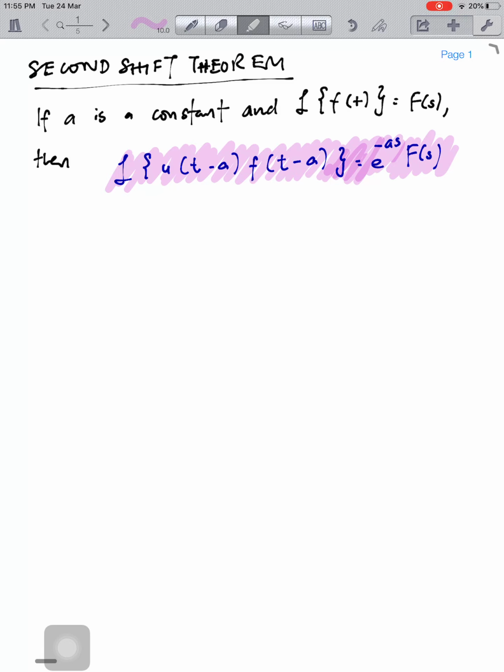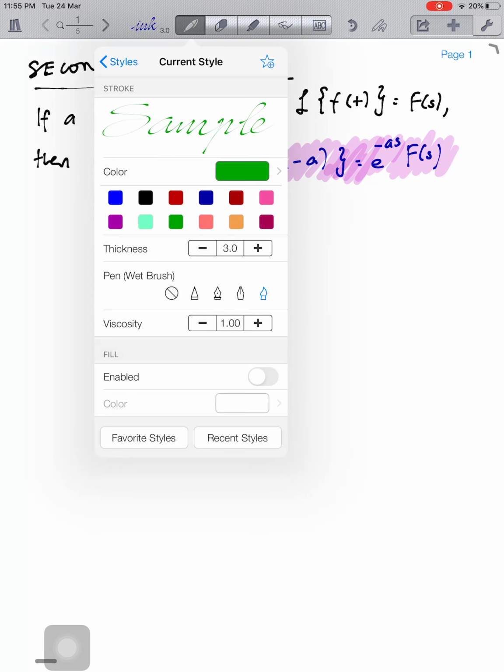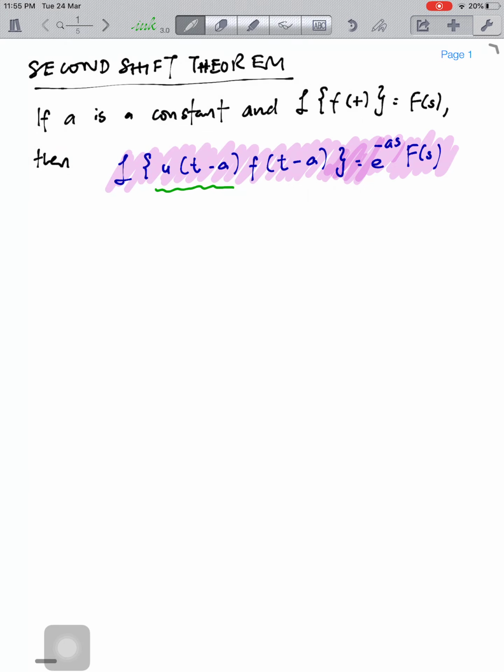For the second shift theorem, it is used when one of the functions being multiplied is a unit step function. So this is the function right here. Remember, I've explained this to you before about the unit step function in the introduction of Laplace transform.